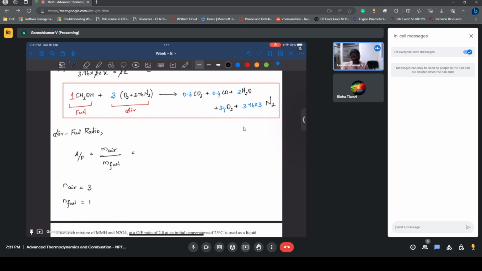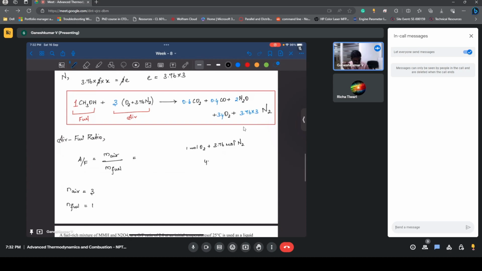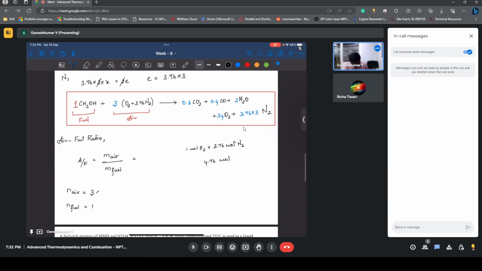But air contains both O2 and N2, right? So we have 1 kilomole of O2 plus 3.76 moles of N2. So basically, air contains 4.76 moles, 1 mole plus 3.76. So it is not just 3, it should be 3 times 4.76. Is that clear, Richa? Yes, sir.